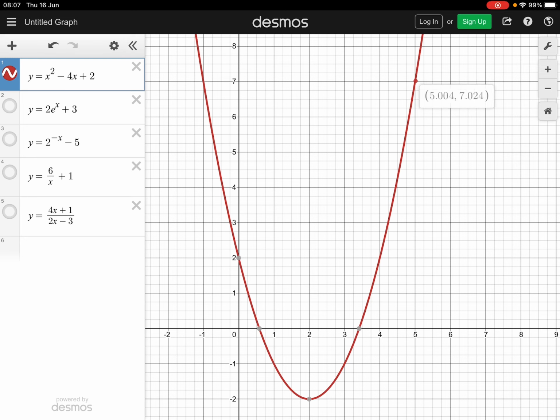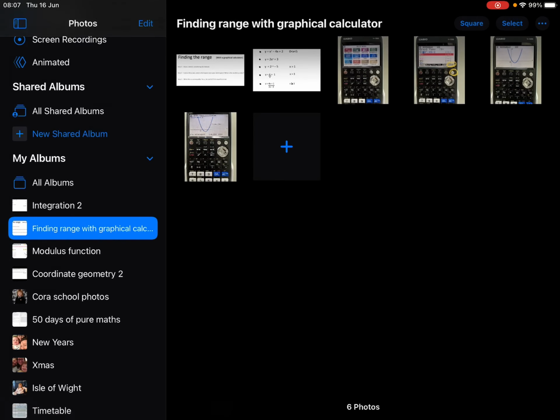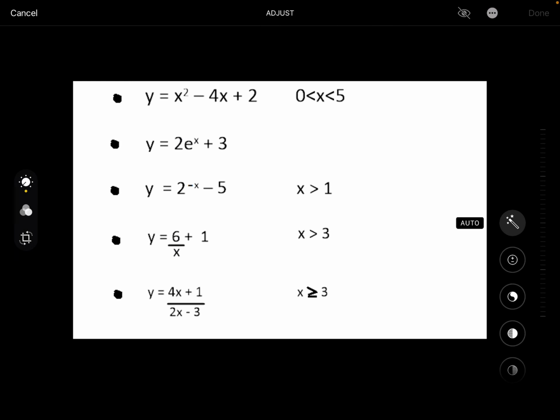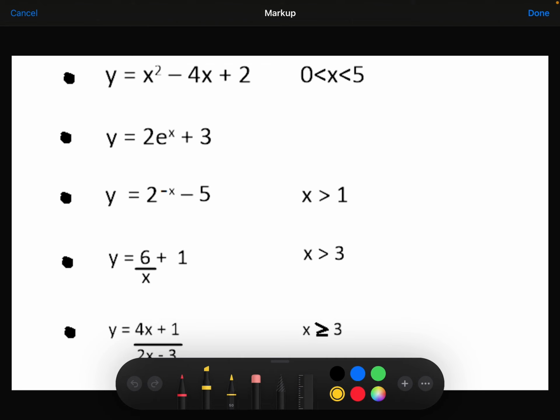The smallest that y could be is minus 2 at this point down here. That's the smallest the y coordinate can be. So the smallest that y can be is minus 2. The biggest it could have been is 7. So we're going to write that down then. I'm going to say that y has to be bigger than minus 2 and less than 7.